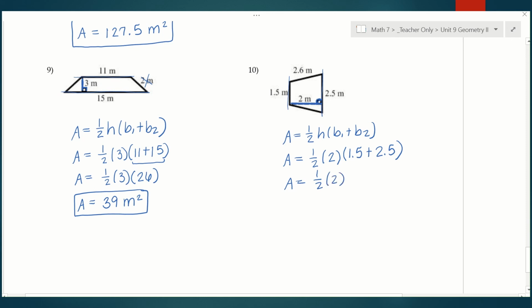Okay, now I'm going to do order of operations. I'm going to add what's in the parentheses first, which gives me 4. And then I'm ready to multiply. So 1/2 times 2 is 1, and 1 times 4 is 4. So 4 meters squared is the area.